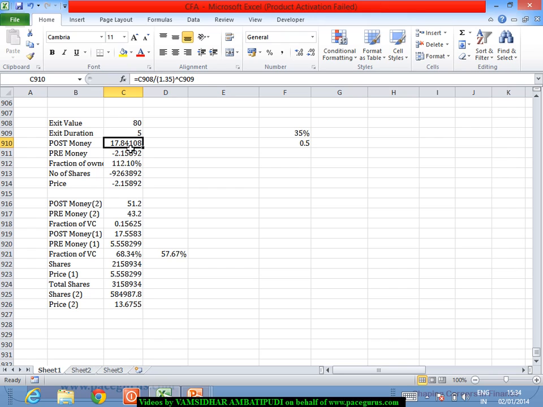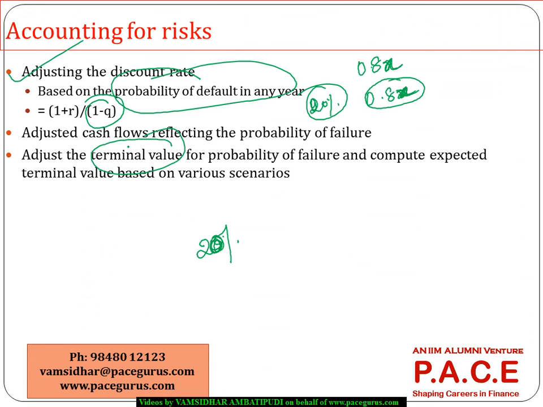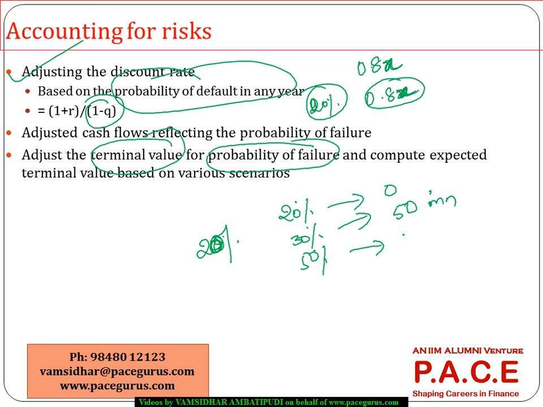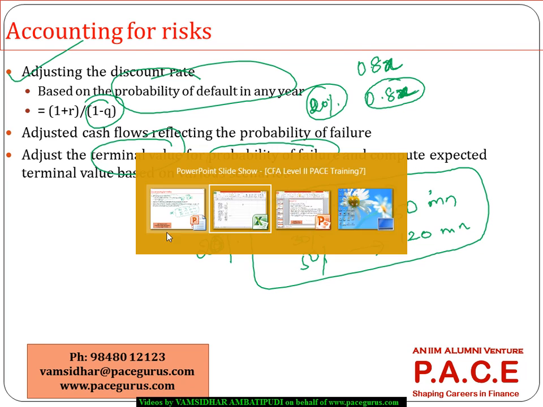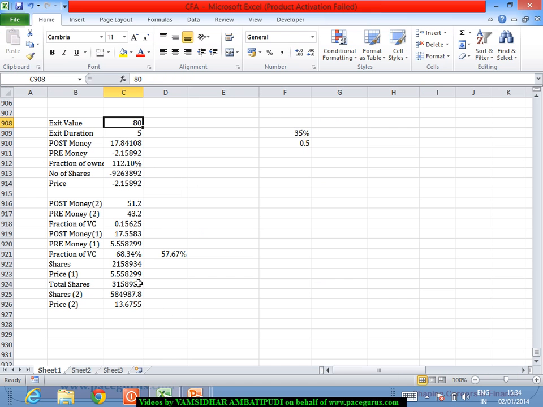So the VC firm can very well evaluate by just changing either the discount rate or changing the terminal value based on the probability of failure, or they may consider, okay, there is a 20% chance that no exit value can come because in the middle itself the project will be a flop. There could be a 30% chance where probably the exit value is going to be some 50 million, and there is a 50% chance where the exit value is going to be 120 million. So even an expected value of the same can be taken and then incorporated here to evaluate the model.